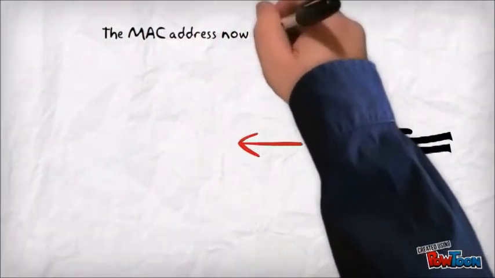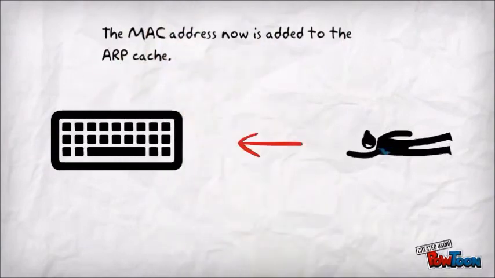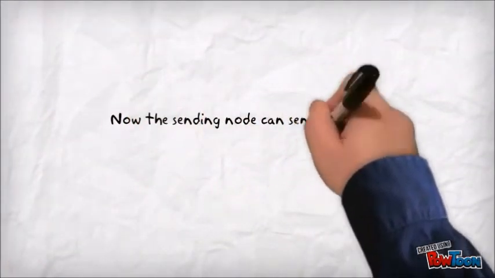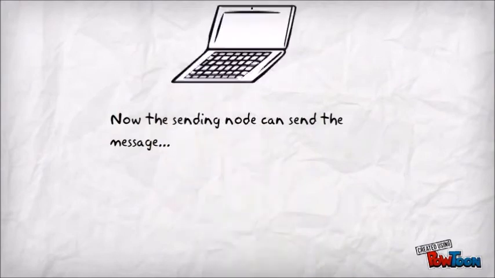When the sending node receives the MAC address of the destination, it adds the MAC address and IP address to the cache or map. After the sending node gets the corresponding MAC address, it forwards the information to the destination.